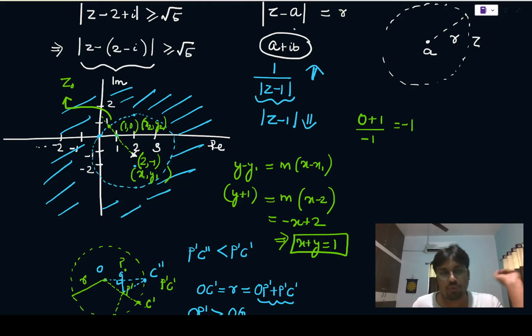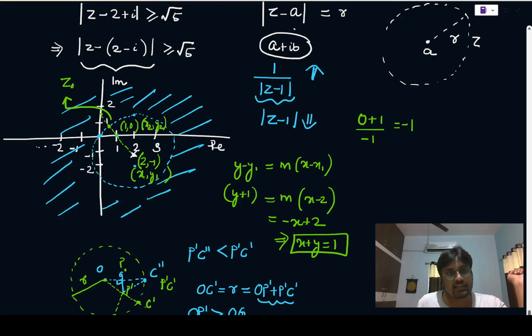But instead of doing that, we can actually make some observations. First, this line is x plus y equals 1. So on the y-axis, where will it cut? X is 0, so it will cut at 1. So if I extend this line, this will be 1. This is not my 1. 1 will actually be here.